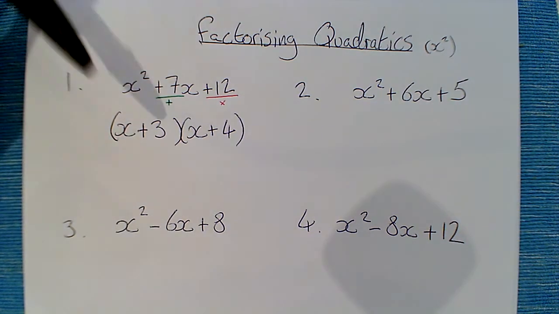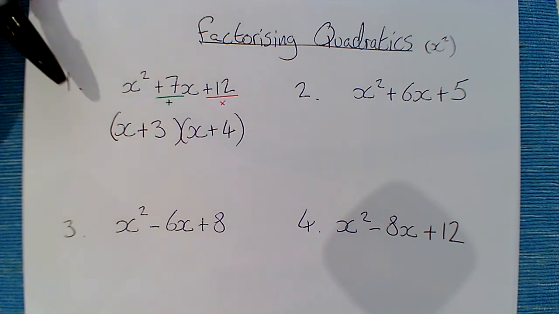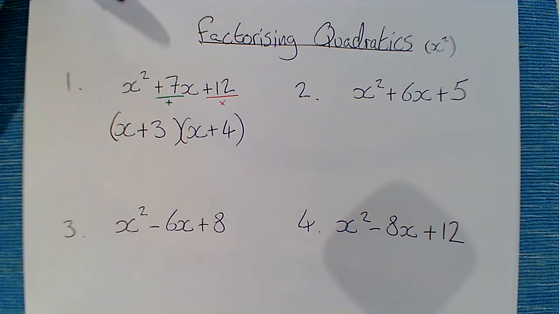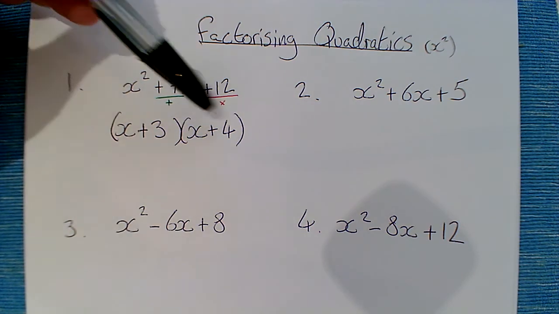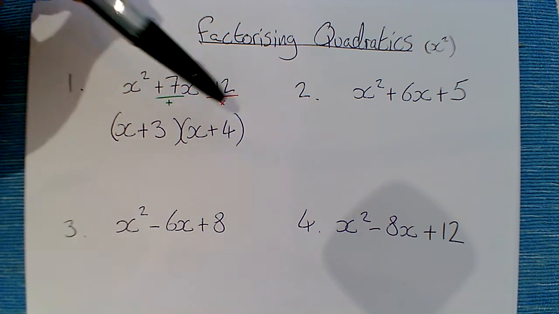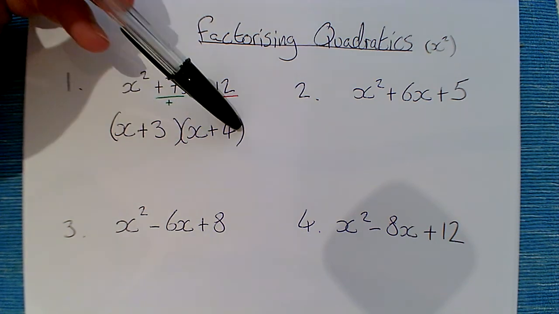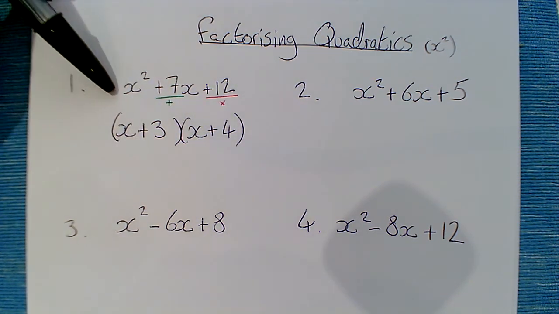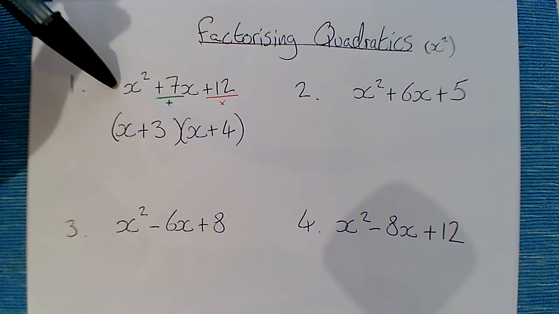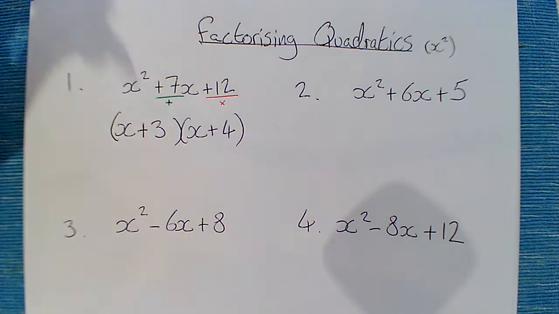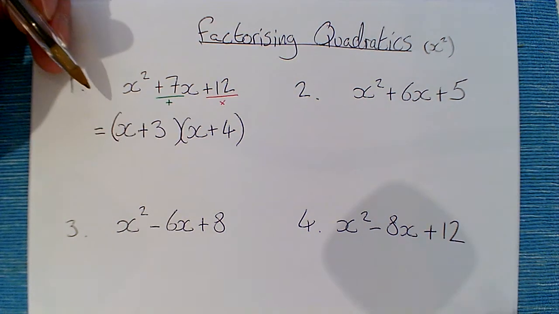If I write x plus 4, x plus 3 instead, that means the same thing, so that's still a correct answer. And if we were to expand this double bracket by doing x times x, x times 4, 3 times x, 3 times 4, and simplify it down, we would end up with this quadratic expression. So that's factorising quadratics. Let's try a second one.